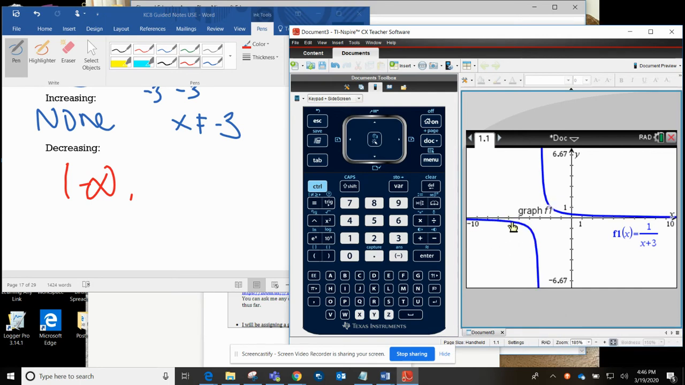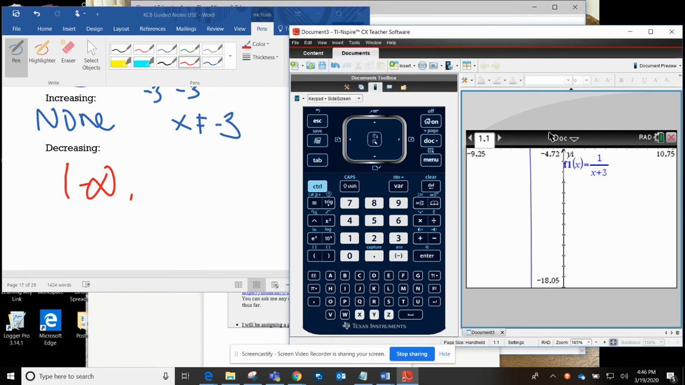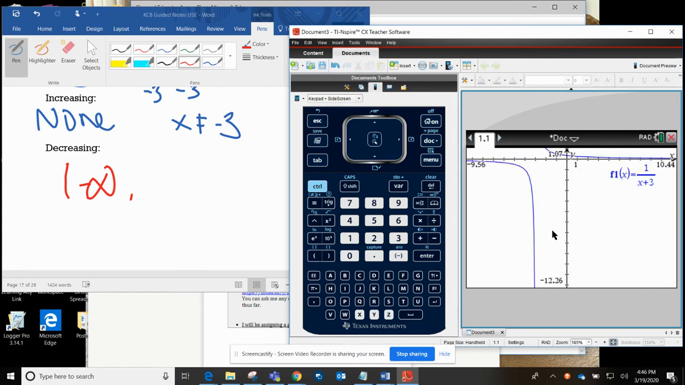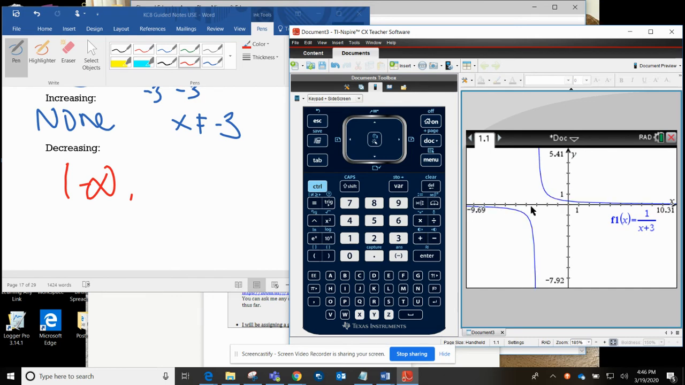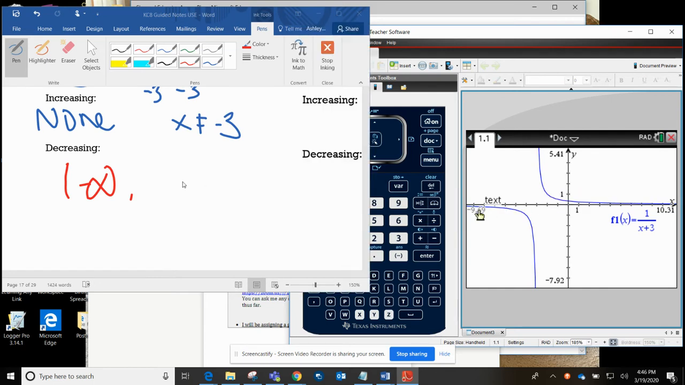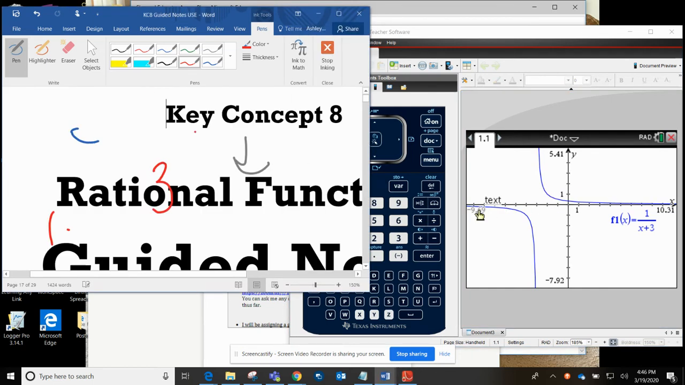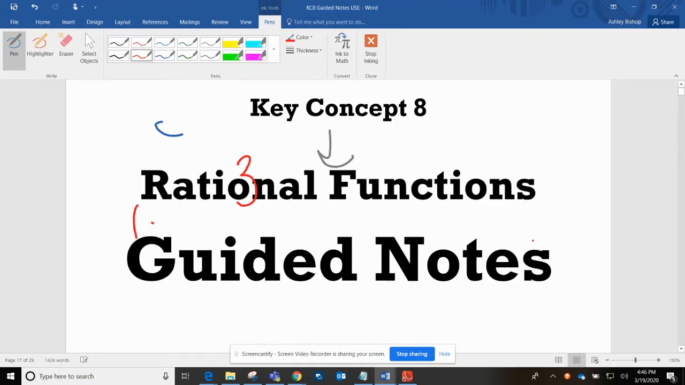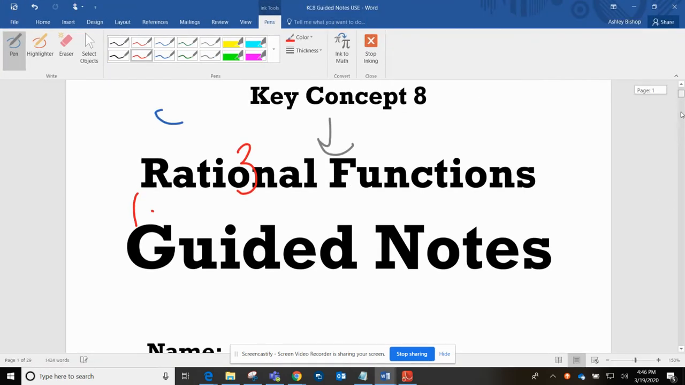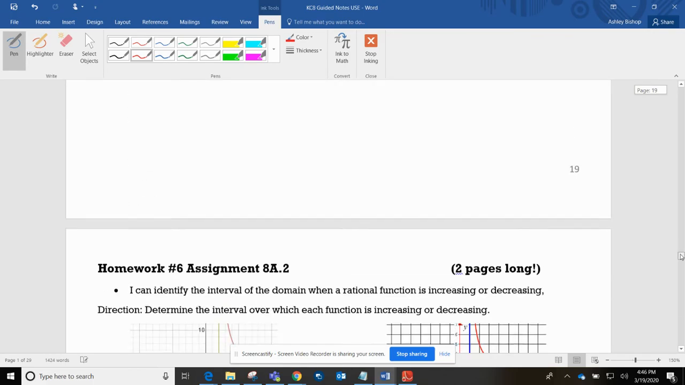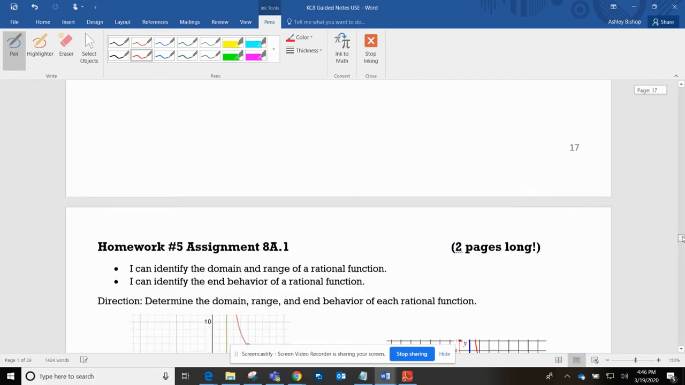And so I'm decreasing along the x values, and then I cannot pass this point over here. This graph will never go further than here. So I'm going to be decreasing along my x values. Remember, we're using x values. I'm decreasing until I hit x equals -3. So I'm decreasing from -infinity to -3, which should make sense because I have an asymptote there.